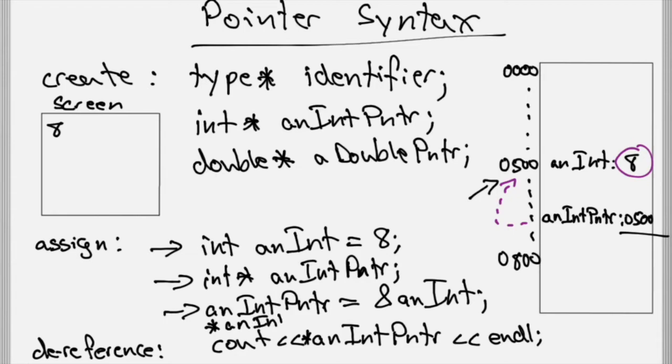Turns out we can also write a value in the same way. Here we've said star an int pointer, we're saying dereference that pointer, so go to that location and assign it the value 15. When that executes, the value of an int would be changed to a 15. And so when this line now prints the value that's being pointed at by an int pointer, we would actually see a 15 on the screen instead of an 8.